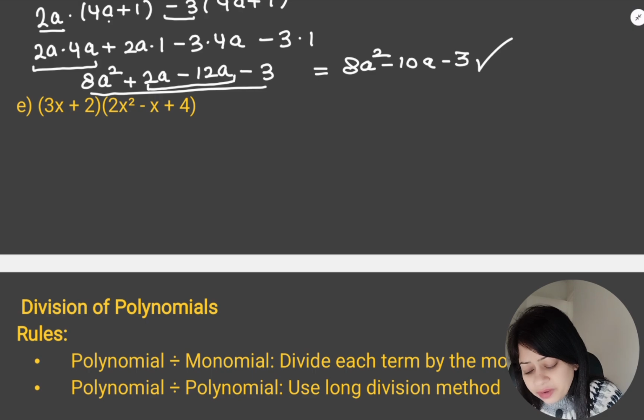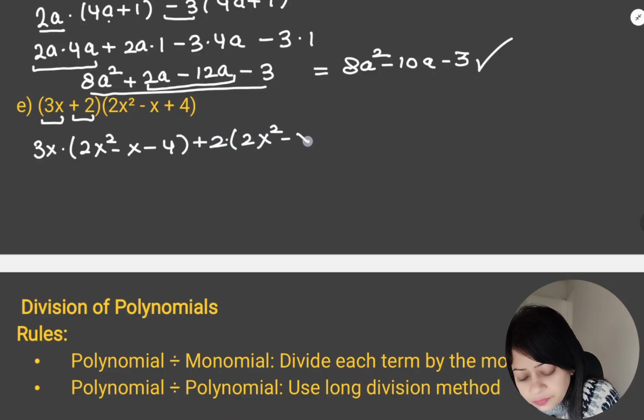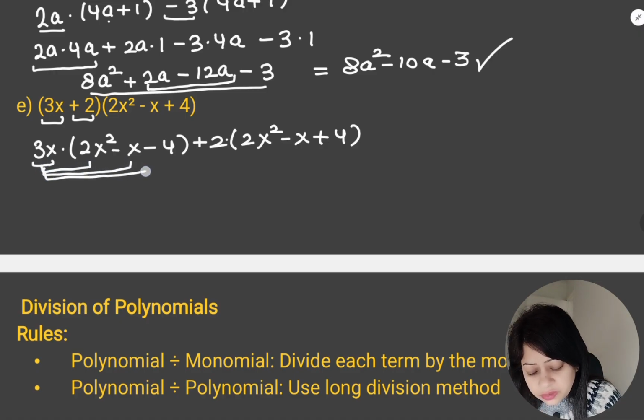Here we have another question. Here it is a binomial with a polynomial, or you can say trinomial. Now I will multiply this 3x with the whole bracket, 2x square minus x plus 4, and then this 2 with the whole bracket, 2x square minus x plus 4. Then you will multiply this 3x with this, 3x with this, and 3x with this, right?